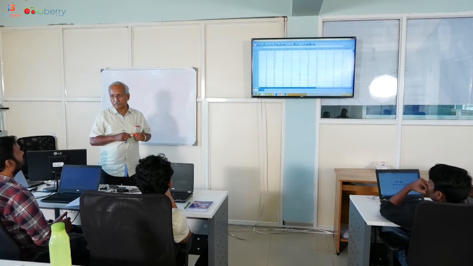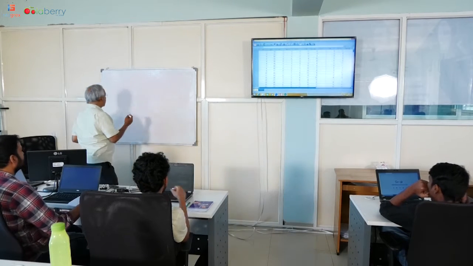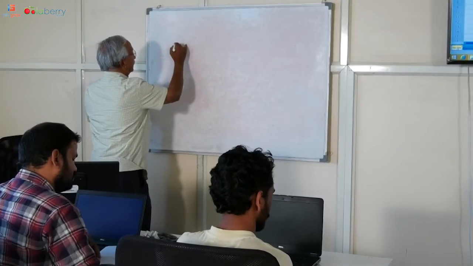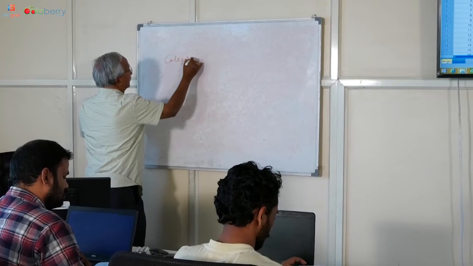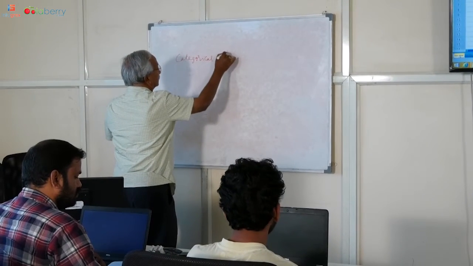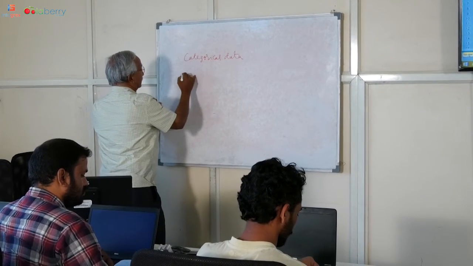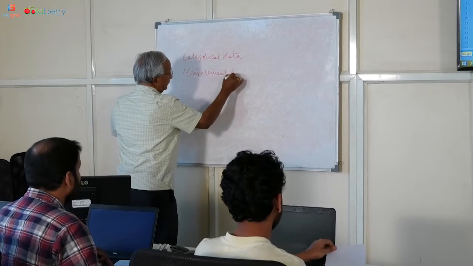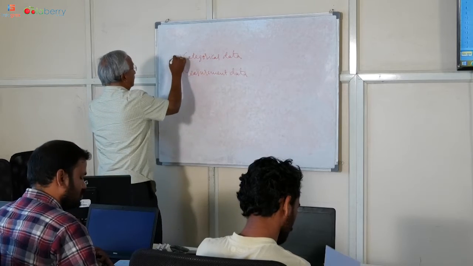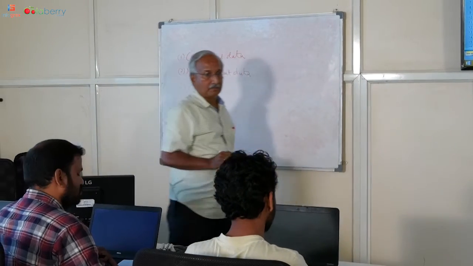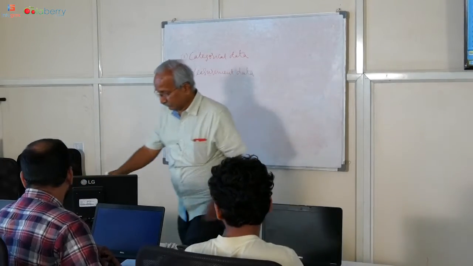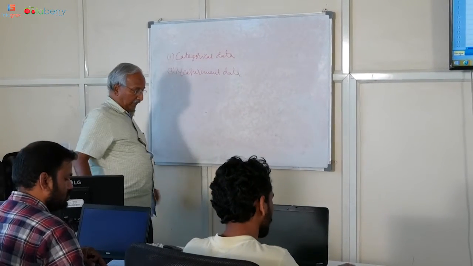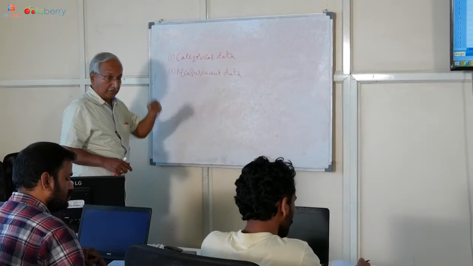Do you all know or not? So what is it here? Data are of two types: categorical data and measurement data. You find only two types. One is categorical data and the other one is measurement data.